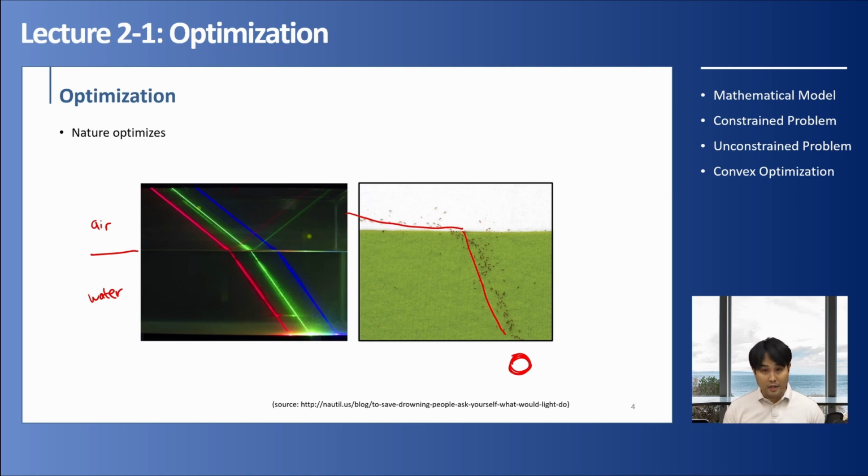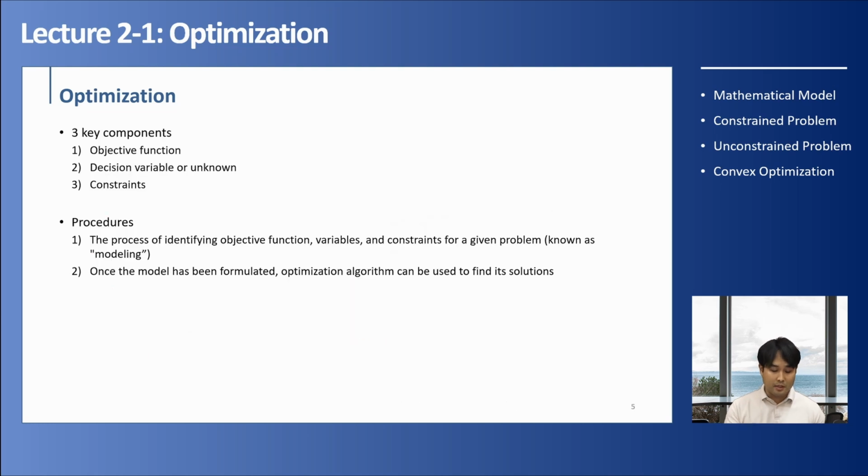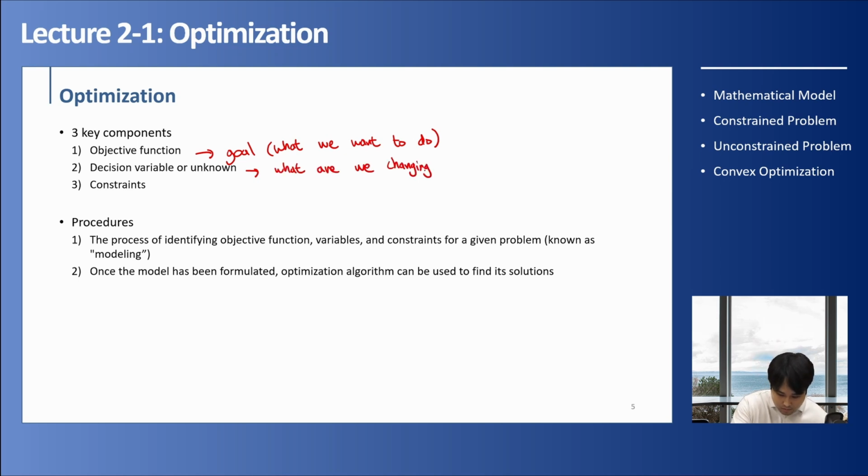So to formulate an optimization problem, we have to keep in mind that there are three key components. Now the first part is the objective function, which tells us what the goal of the problem is. The second part is the decision variable, or unknowns. So these are the values that we are able to change in order to achieve that goal. And finally, we have the constraints, which basically tell us what we have to consider in the optimization problem.